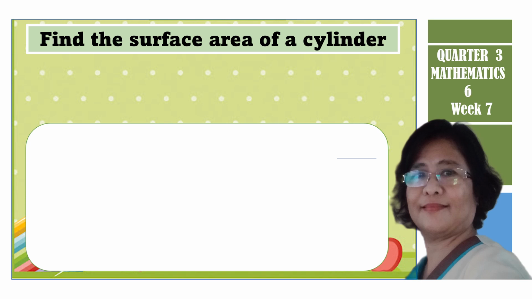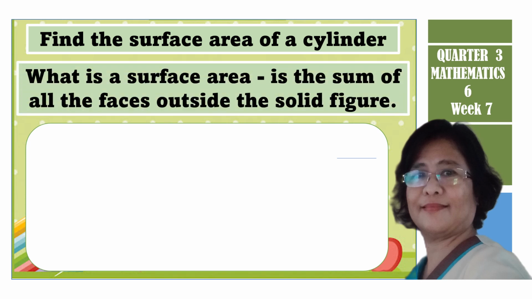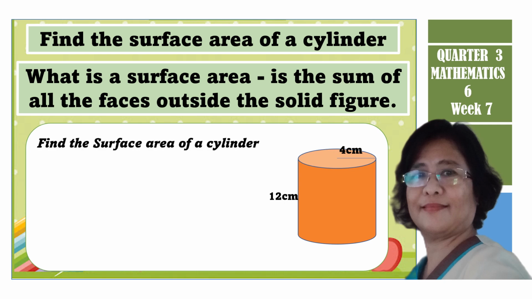Next, we have the surface area of the cylinder. This is our cylinder with the radius given as 4 cm and the height 12 cm. Let us find the surface area of the cylinder.